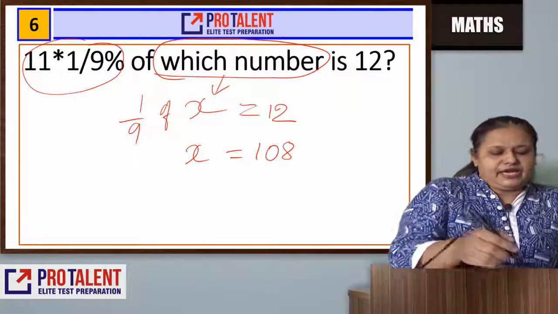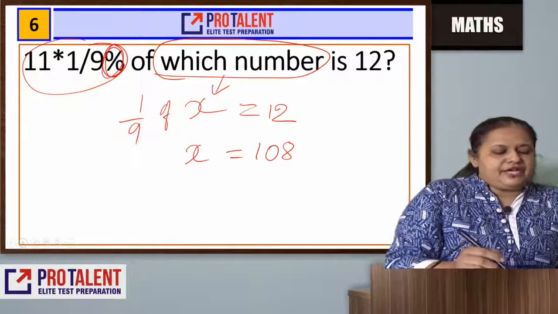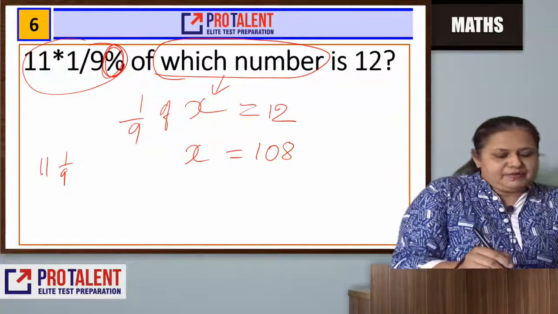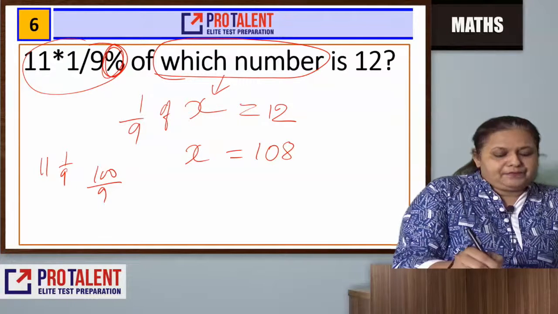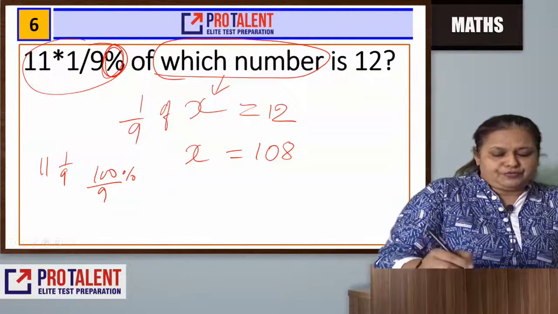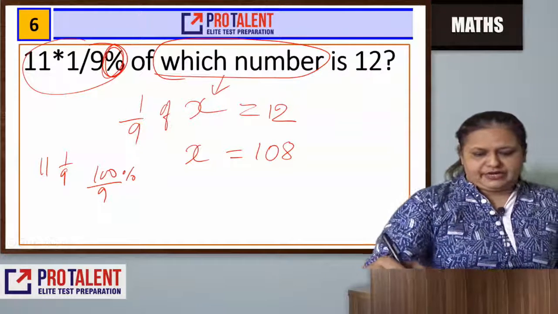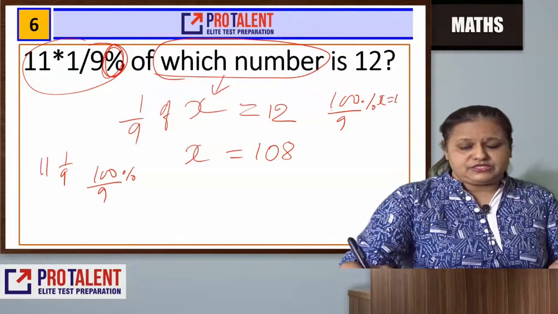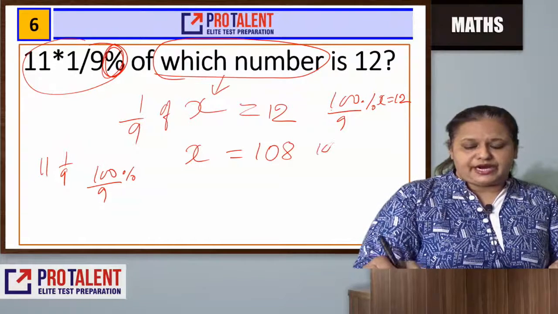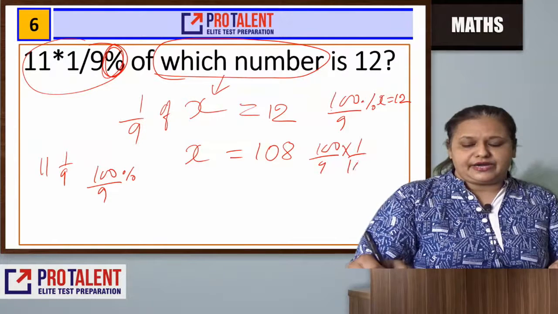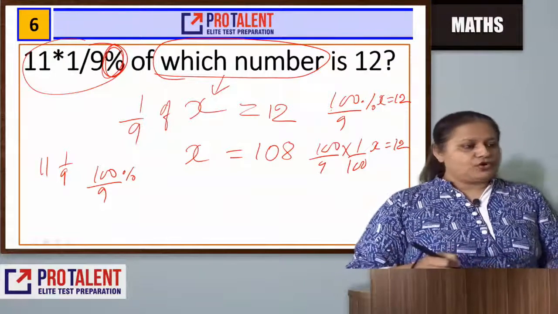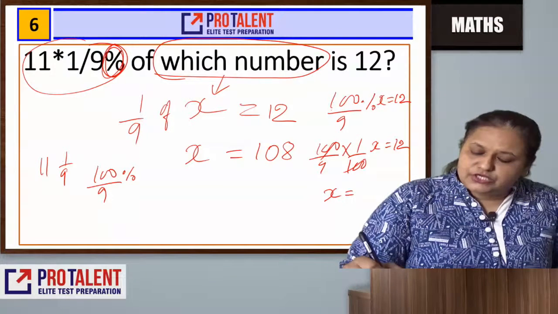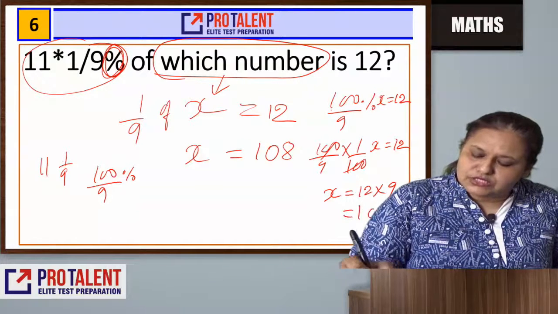So 11, okay, I dropped this thing, I'm sorry. Fine. So how does it go? 11 1 by 9 is 11 into 9, 99 plus 1, so it's going to be 100 by 9%. Let me write it over here: 100 by 9% of x is 12. If I drop the percent, we know that 100 by 9 into 1 by 100 of x is going to be 12. Then this 100 gets cancelled. So what I am getting is x is equal to 12 into 9, which is 108.